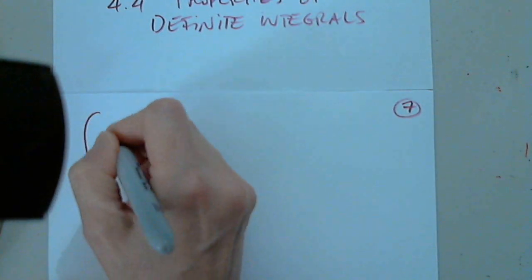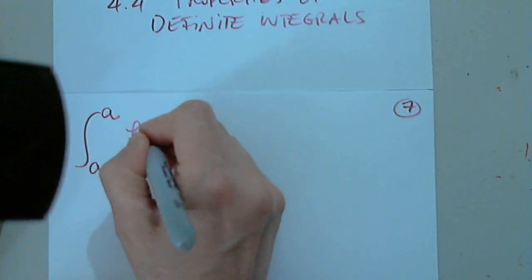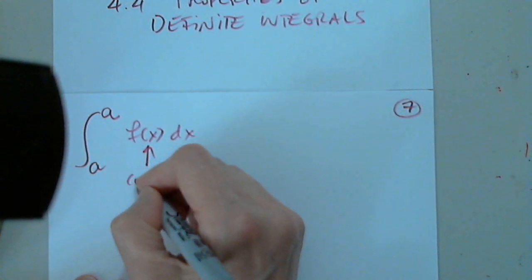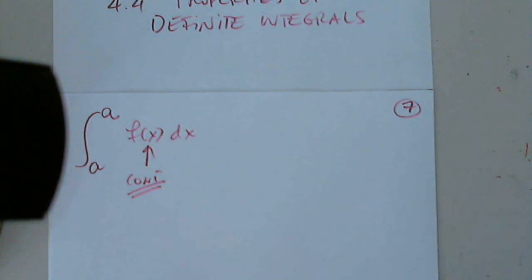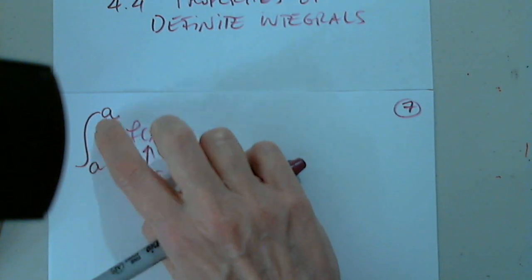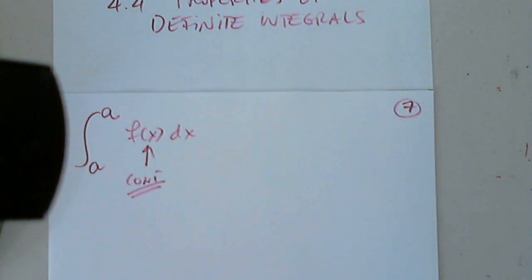The integral from a to a of f of x dx. So of course, all these functions are continuous functions on the given interval. What do you think this equals? Notice that this is like 3 to 3, 4 to 4. What do you think the answer would be?